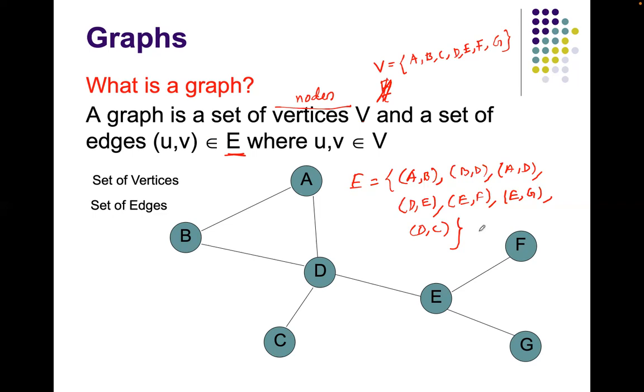So a graph is a set of vertices or nodes and a set of edges. The set of vertices are actually the objects in this data structure. But what does an edge represent? An edge represents a connection between two objects or two nodes. All right.